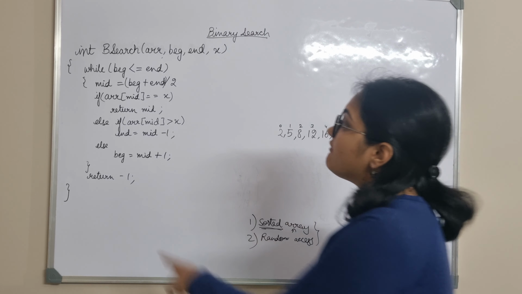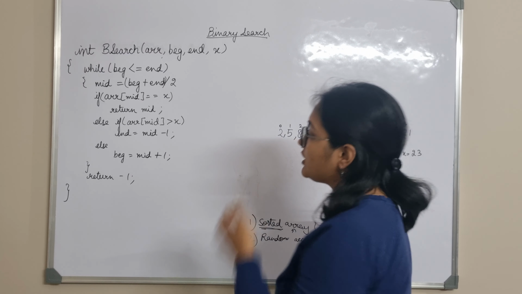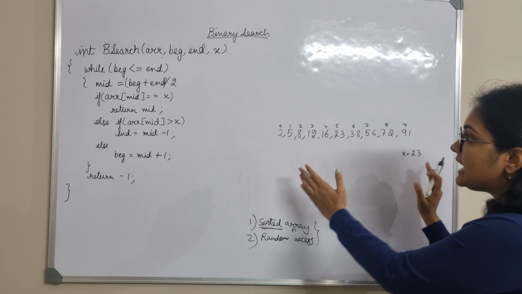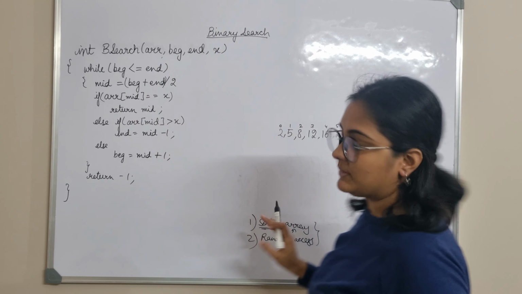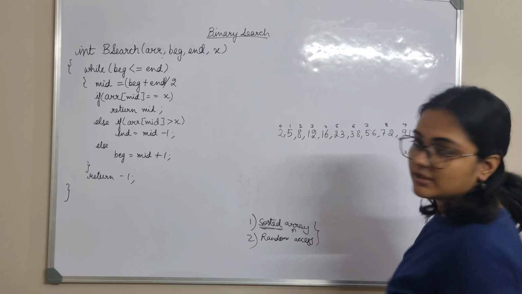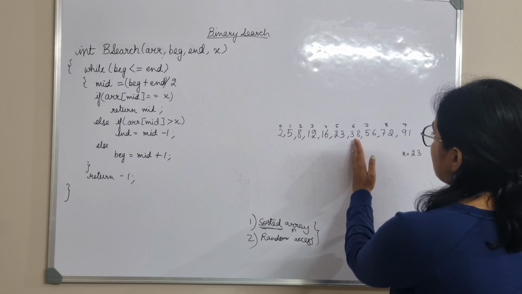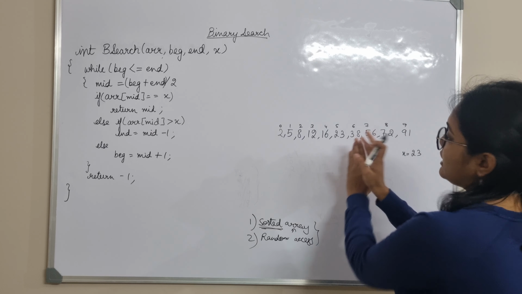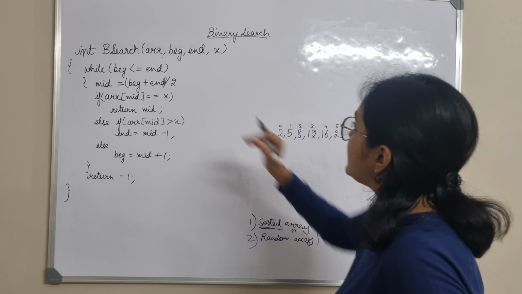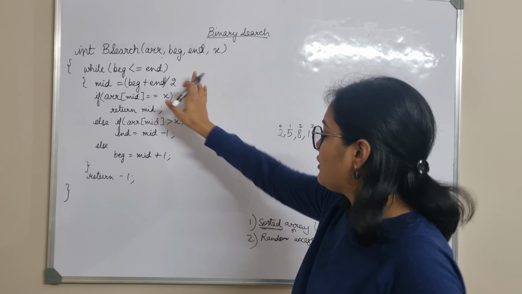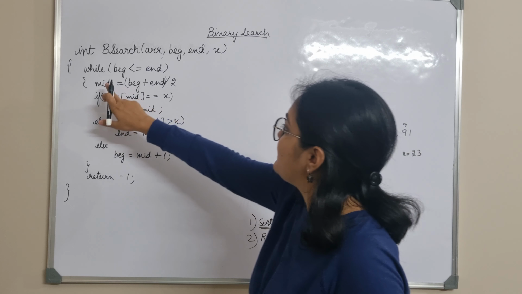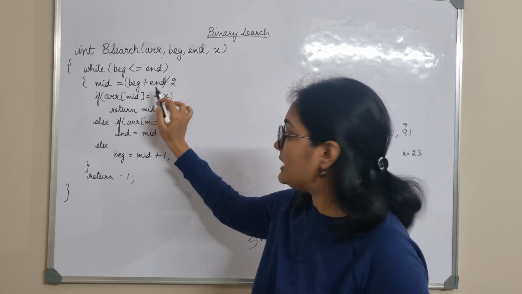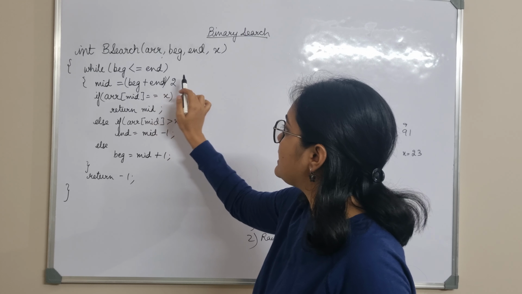So what is it doing? While beginning is less than equal to end, it means the search space has some elements. If beginning is greater than end, it means that there is no element to be searched for, practically speaking. Let's say beginning is here and end is here, then it means that the search space does not contain one or more elements, right? So beginning should be less than equal to end. You will see why it is this condition. Then mid is equal to (beginning plus end) by 2. It is calculating the mid index, depending on the beginning and end, it will add beginning and end and divide by 2.